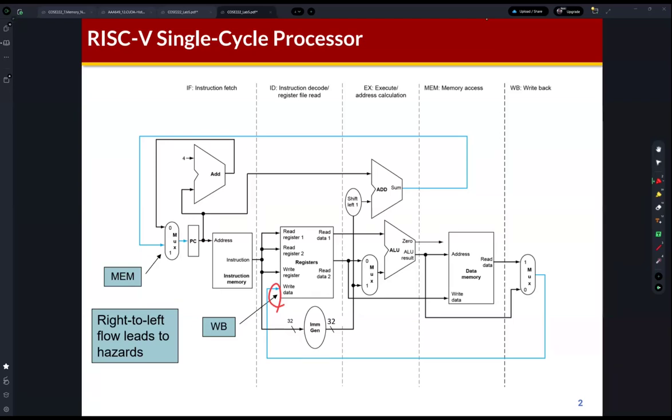I explained about the timing of the data write: the data write to the register file, the write signal, and the destination register number at the write back stage. We need to make the timing correct.